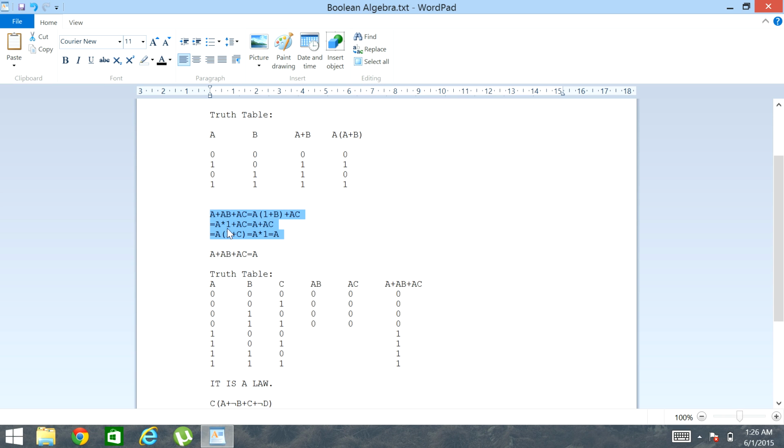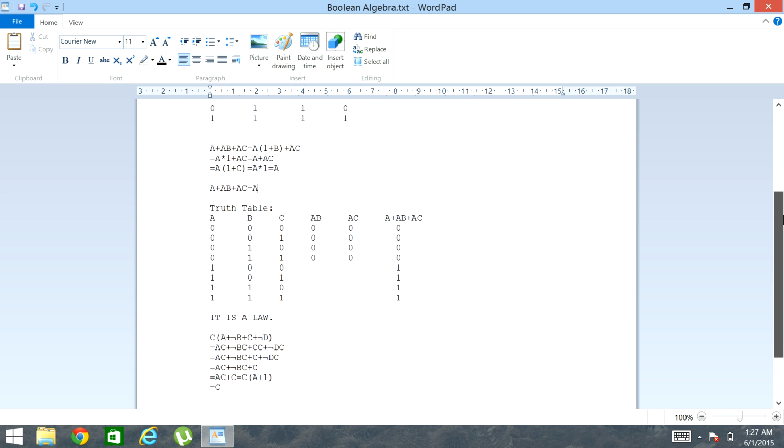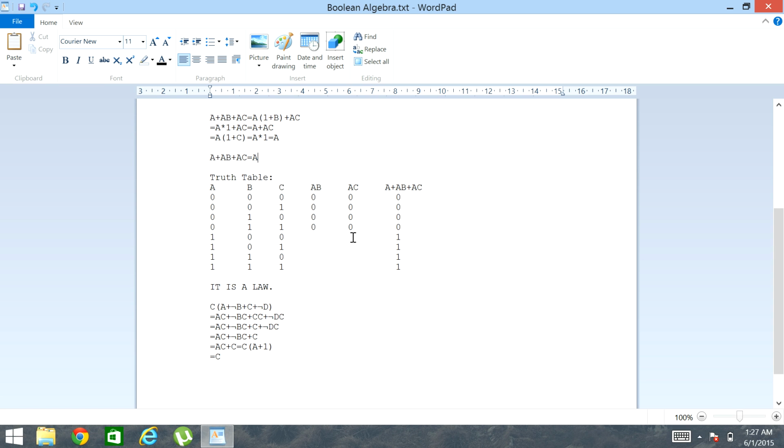So this is just a times 1, which is a, plus ac. So this whole thing is a, so it's a plus ac as we have on this step. A plus ac can be written as a(1 plus c). 1 plus c is equal to 1, so this is just a times 1, which is equal to a. So what we have proven in these series of steps is that a plus ab plus ac is equal to a. Now let's use a truth table to show this.